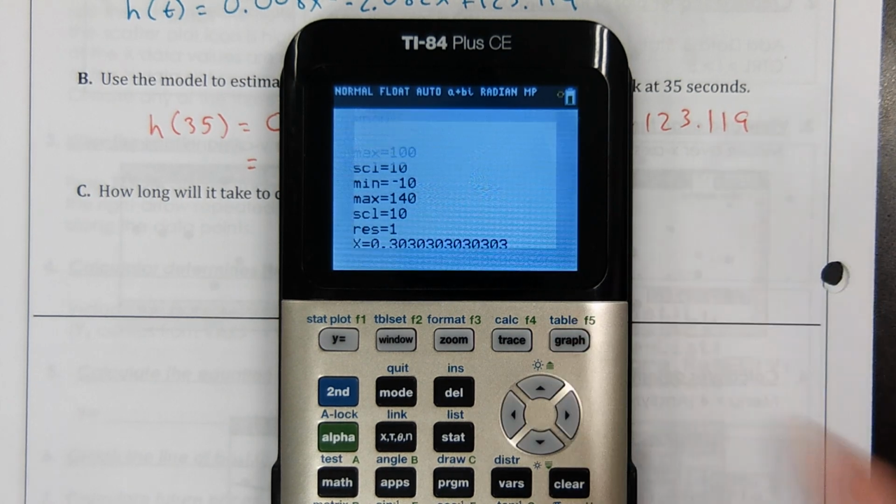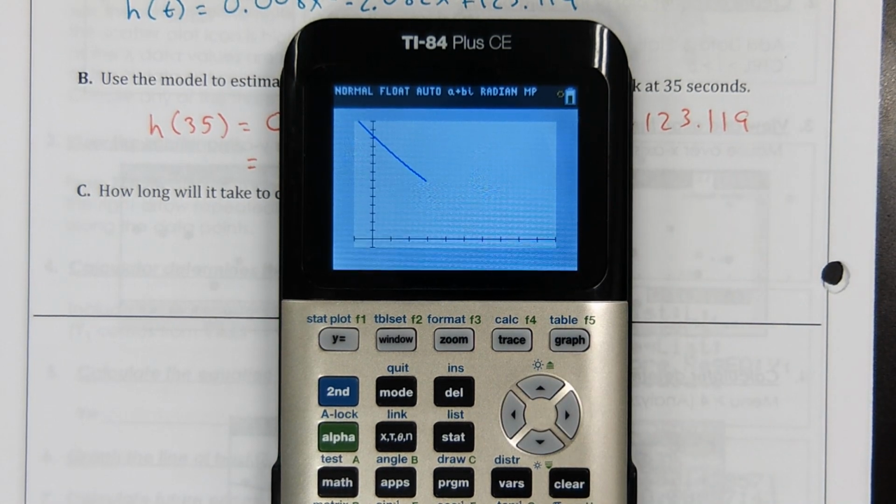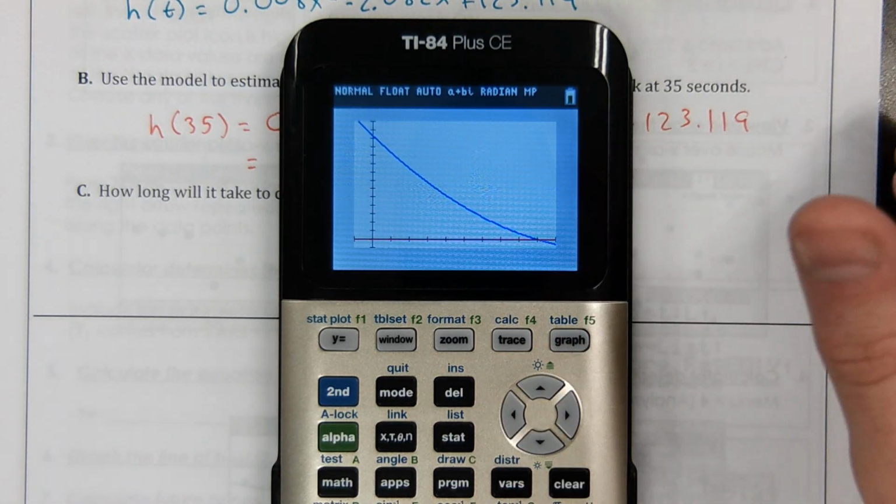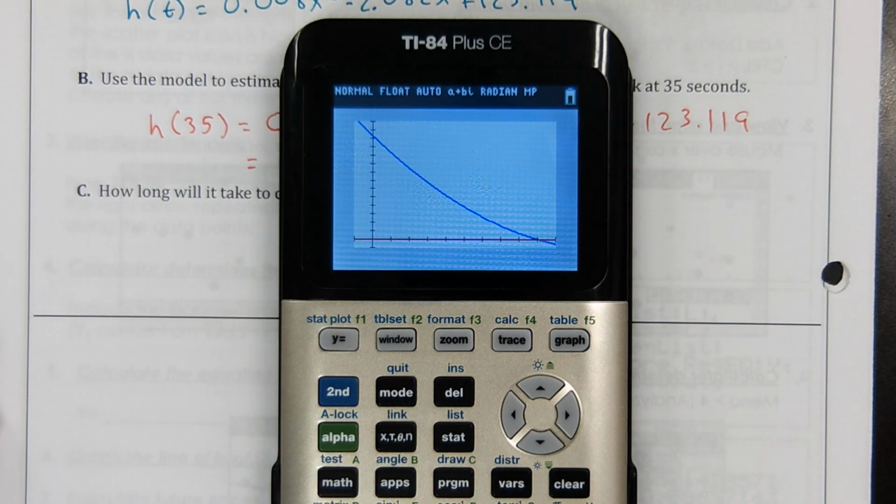So we hit graph. It's going to redraw our new model. Uh-oh, is it going to hit? Whew, barely. Okay, it did hit, but barely. But look, it was way out there close to 90. So I'm glad I went out to 100 because that might not have fit on the screen.